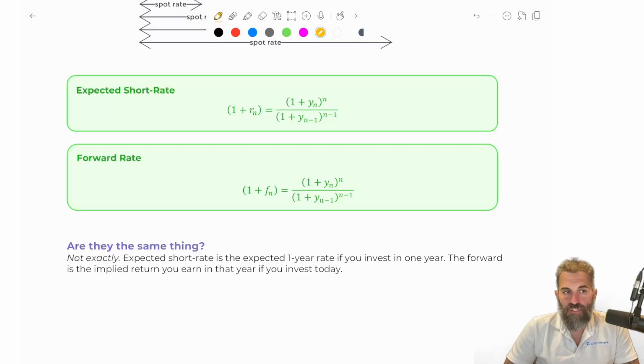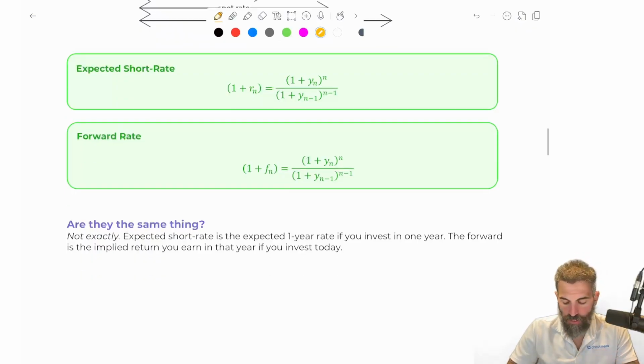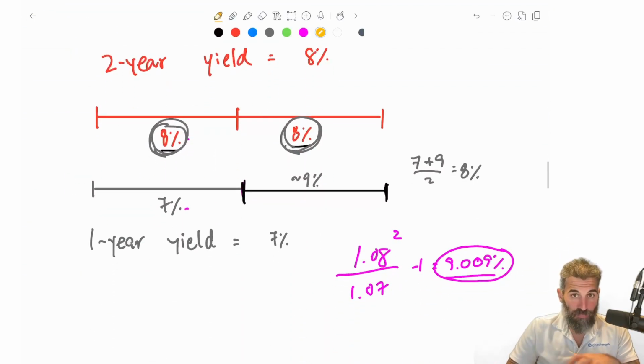So what's the difference? The expected short rate, let's say I asked you, what is the expected short rate in year 2 versus what is the forward rate in year 2? Why are those two things not the same thing? The forward rate is implied and is known today based on whatever the 2-year yield is, right, in my example.